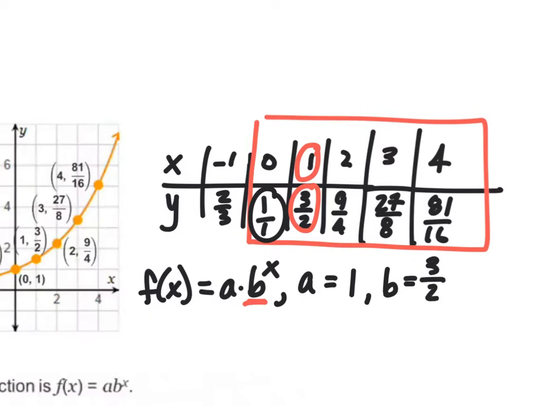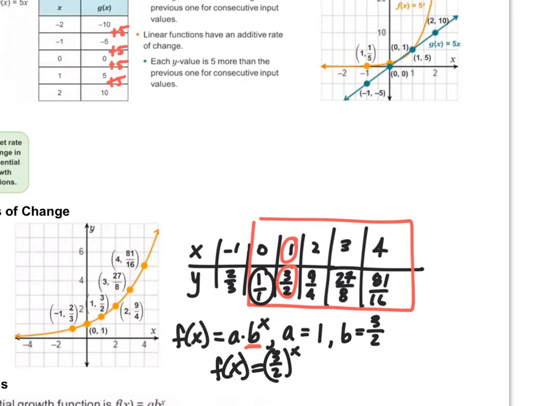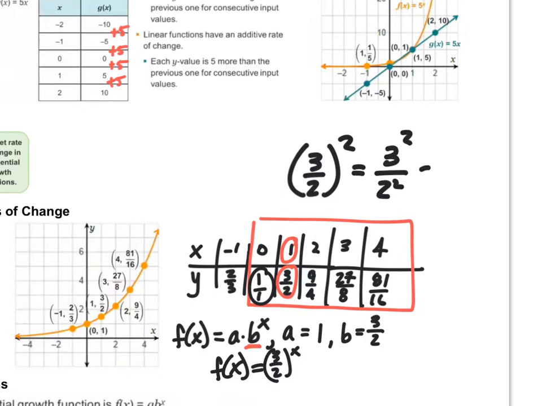So what I end up having here is I can write this function, f of x is equal to 3 halves quantity to the x power. The way I can also think about that is if I plug in 2 for x, I should get 9 fourths. Notice what I'm doing is taking 3 squared over 2 squared, and that's going to give me 9 over 4.